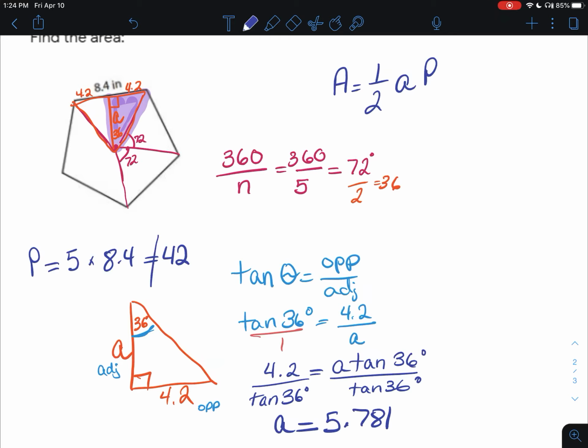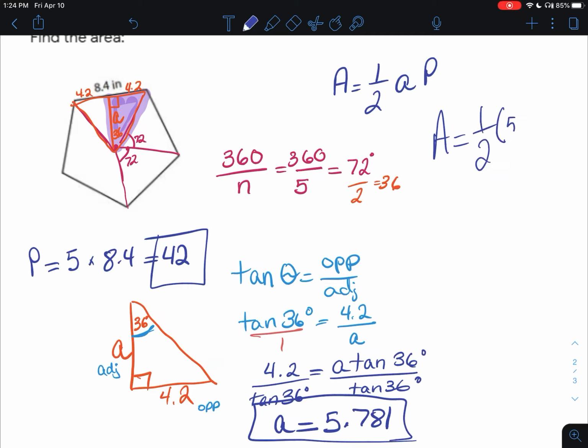So now we have enough information. We can plug in our values. We have our perimeter. We have our apothem. So A is going to equal 1/2 the apothem 5.781 times our perimeter of 42. Plug that in the calculator and get your answer.